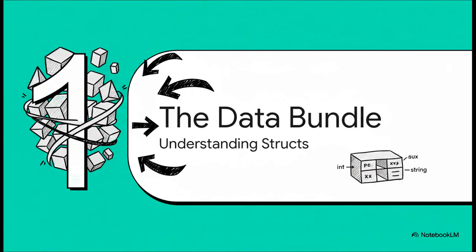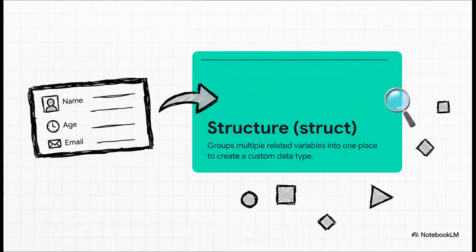All right, first things first. Let's talk about that data bundle. Before we can point to something, we have to understand the something we're pointing at. And in our case, that's a struct. So a structure, or struct as everyone calls it, is really just a way to group a bunch of related variables together under one single name. The best way to think about it is like a physical contact card. The card itself is the struct, and it's got these clearly labeled spots for name, age, and email. It's one object, but it holds all these different related pieces of information.